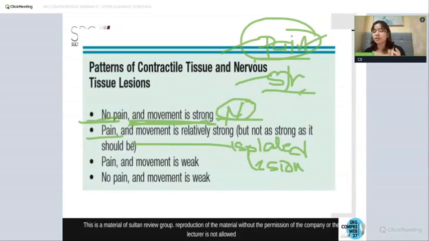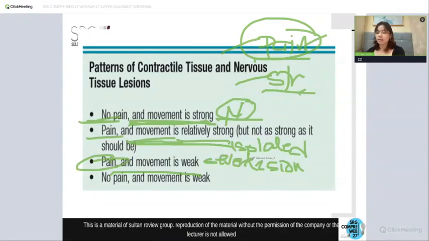Okay, so this one, pain, actually it should be extreme pain and the movement is weak. This is for your severe lesion po. Classic example would be your fracture. So this one, there is very severe type of pain and this is for your severe lesion. Again, classic example would be your fracture.